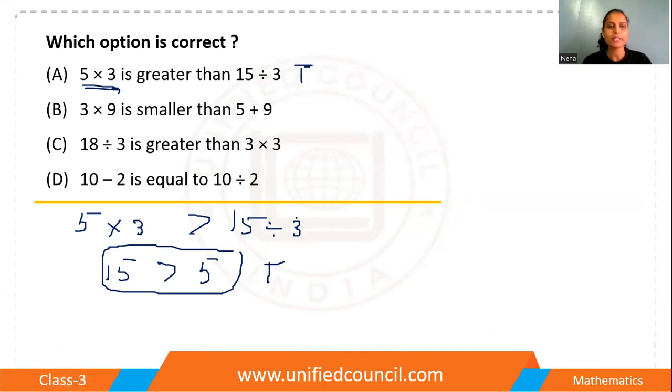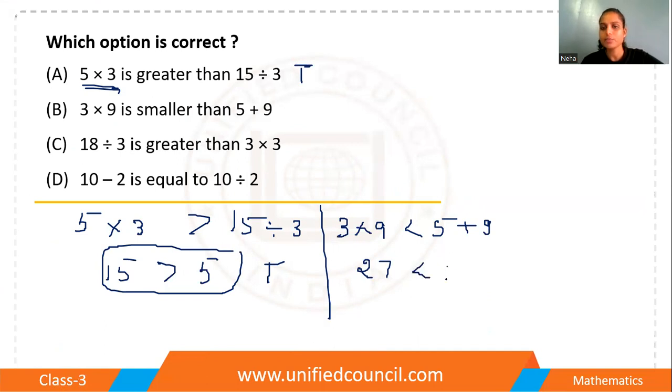Now can I check with the next one? The next is 3 times 9. It is smaller than 5 plus 9. So 3 times 9, this is 27. 9 ones are 9, 9 twos are 18, and 9 threes are 27. Less than, this is 14. So I think this is not right. This is false, correct? Because 27 is greater. This is not less. Right? So this is false.